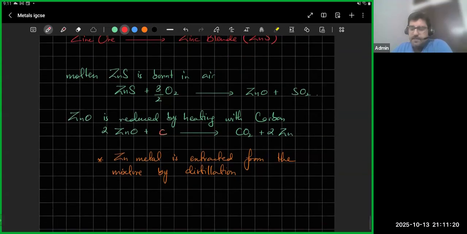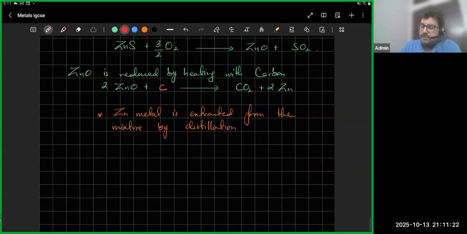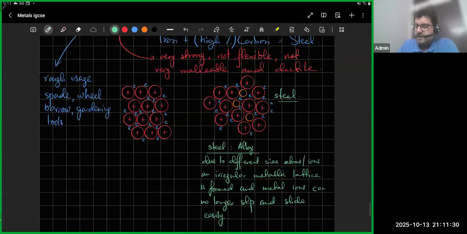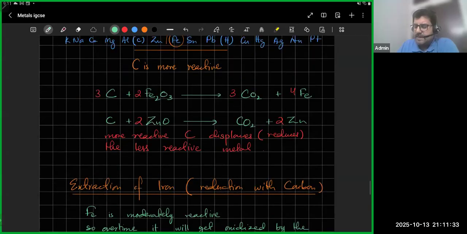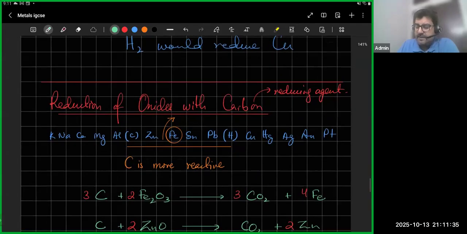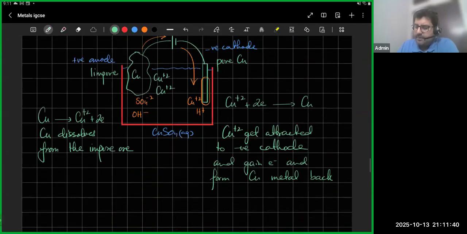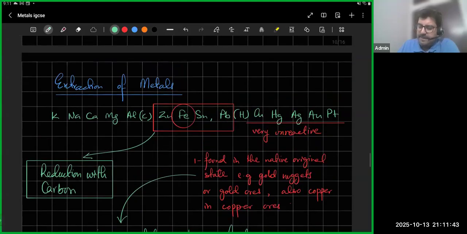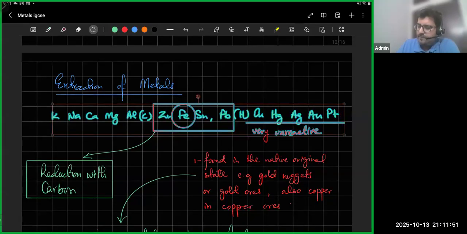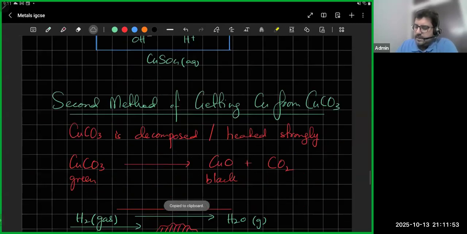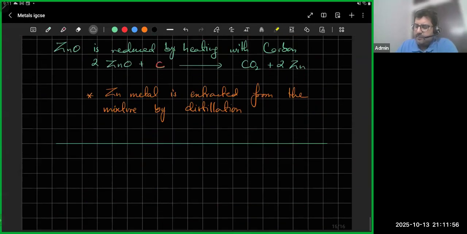Okay, moving on. Now a totally different one. What about the metals that are even more reactive? We did reduction of oxides with carbon. Now we're going to talk about the very reactive metals. So I'm just going to copy all of this. So the top ones, the very, very reactive ones.